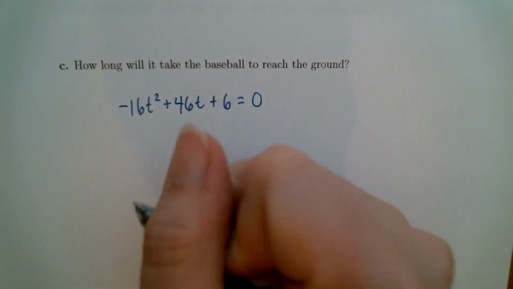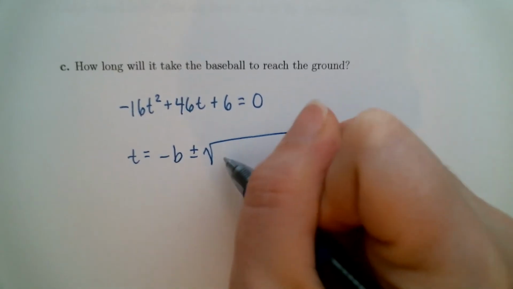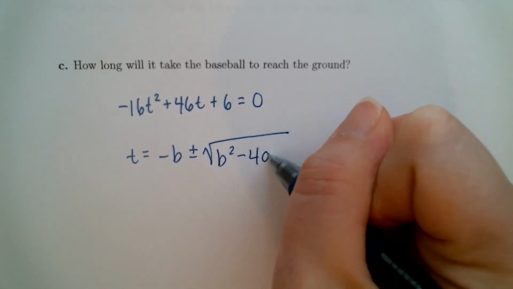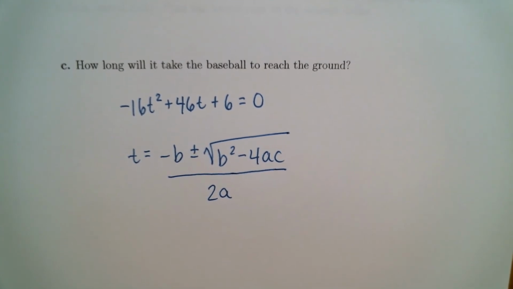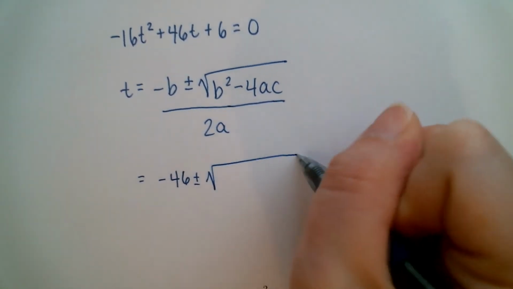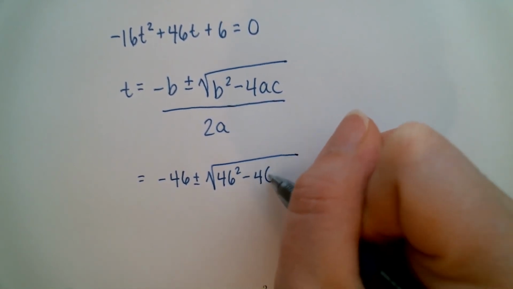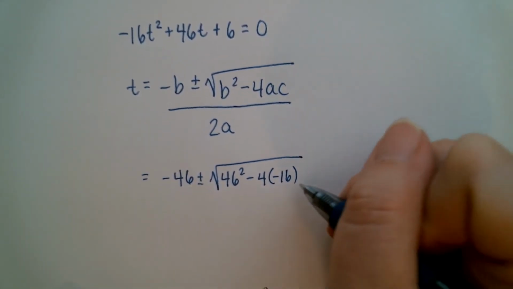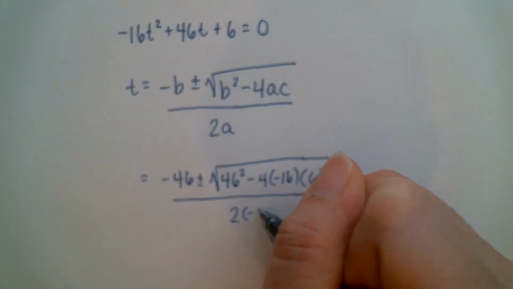So remember, the quadratic formula is t equals, here you're solving for t, negative b plus or minus the square root of b squared minus 4ac, all over 2a. So we're going to go ahead and plug in for that, and that's going to give us our time values when the baseball is on the ground. All right, so let's plug in. We're going to get negative b, so negative 46, plus or minus the square root of b squared, so 46 squared, minus 4 times a, which is negative 16, times c, which is 6. Everything is divided by 2a.